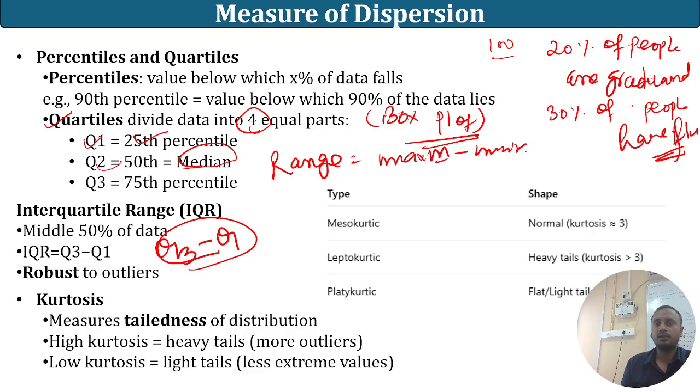minus min. Again, we have some formula to calculate Q1, then Q3. We have some formula to calculate it actually. It means it's going to be robust to the outlier.